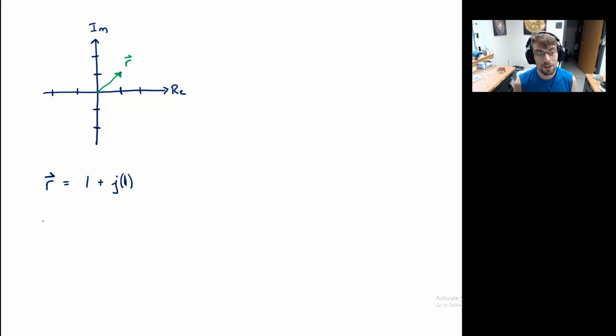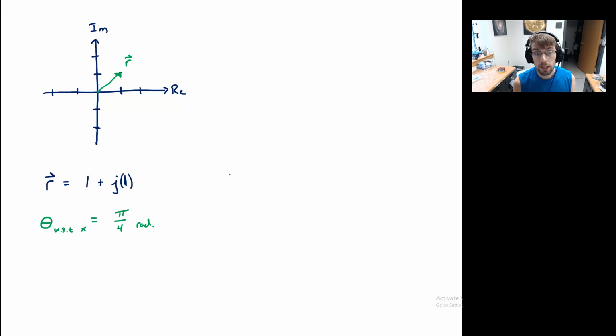Well, let me ask you this. What's the angle that that vector makes with respect to the x-axis? What's that angle going to be? And on top of that, how do you find the angle? Yeah. So the angle is going to be 45 degrees, or pi over 4 radians. And how do you get that?